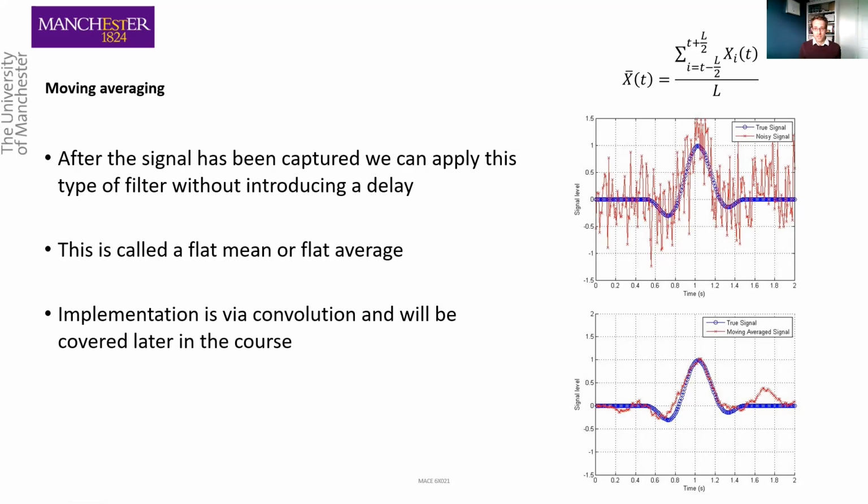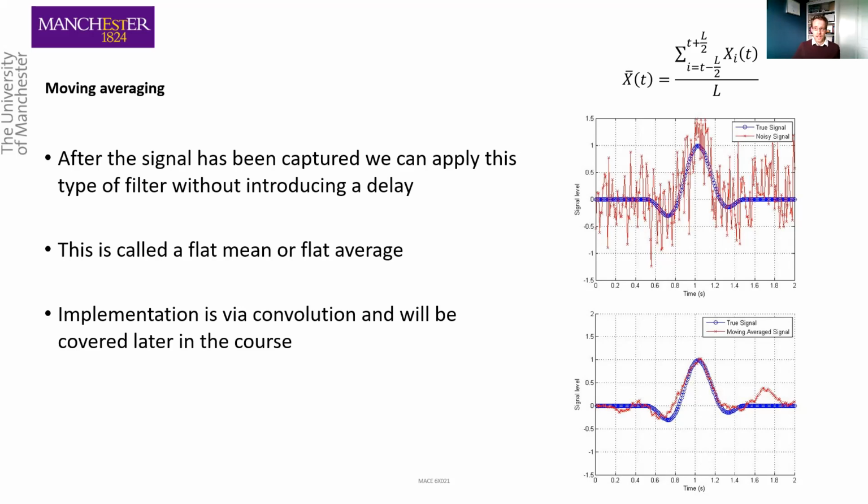So we're taking half our window in the future and half our window in the past. And because of this, our time that our window is spread across is centered on the present. So when you take your moving average this way, you don't introduce a time delay. And that's what we can see bottom right here. This is usually called a flat average or a flat mean, just because we've taken each sample to be just as important.